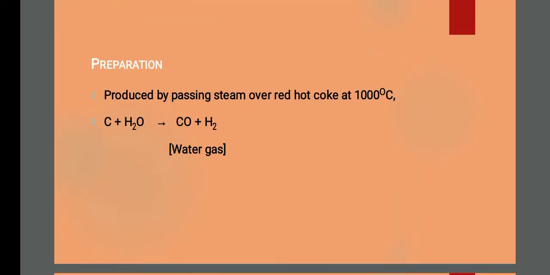Preparation is very simple. It is produced by passing steam over red hot coke at 1000 degrees centigrade. You take coke and pass steam over red hot coke, maintaining a temperature of about 1000 degrees centigrade. In the previous class I told you what coke is. Coke is nothing but coal heated in the absence of air. That process produces coke, and that coke is heated to 1000 degrees centigrade, and you pass steam over it. Steam is nothing but H2O. Coke is nothing but carbon. So carbon plus water gives you carbon monoxide plus hydrogen, and this we call water gas. It has many uses. We can see them one by one.